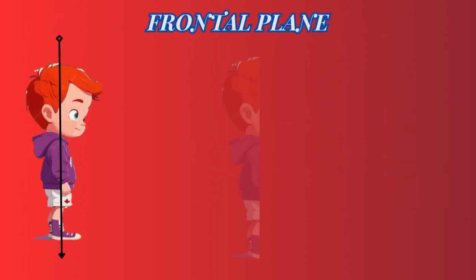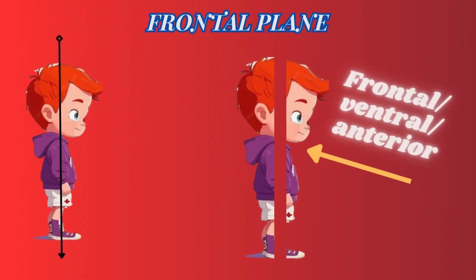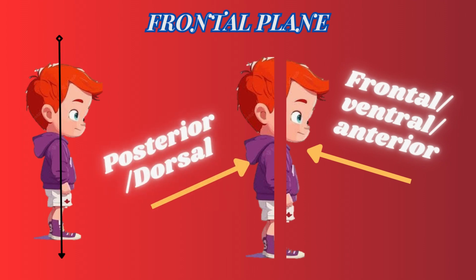2. Coronal or frontal plane. The vertical line passes through the body along the side, dividing the body into anterior and posterior positions. Anterior, otherwise called ventral, in simple words the front. Posterior, otherwise called dorsal, in simple words the back.